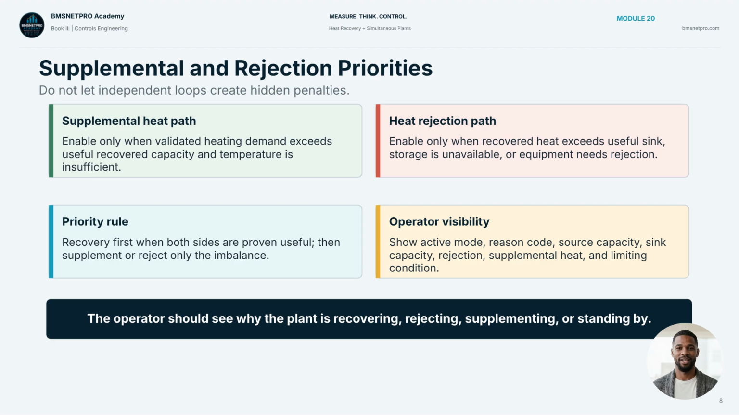Supplemental heat and heat rejection are not failures by themselves. They are necessary when the two sides of the recovery balance do not match. The problem occurs when independent loops run boilers and rejection equipment without a clear reason. A good sequence recovers useful heat first, supplements only the heating shortage, rejects only the excess heat, and makes the active reason visible to the operator.